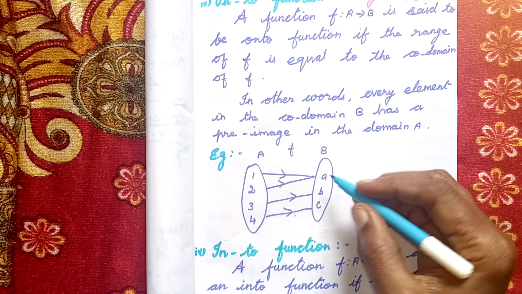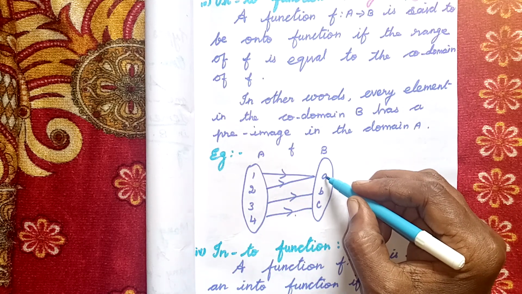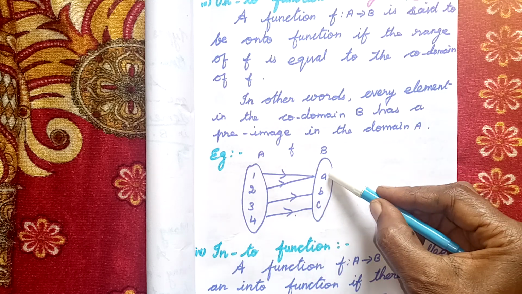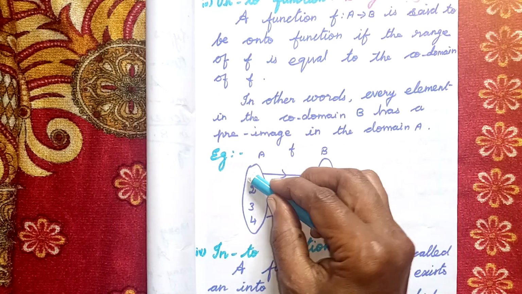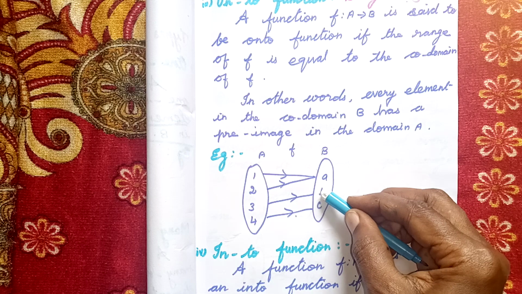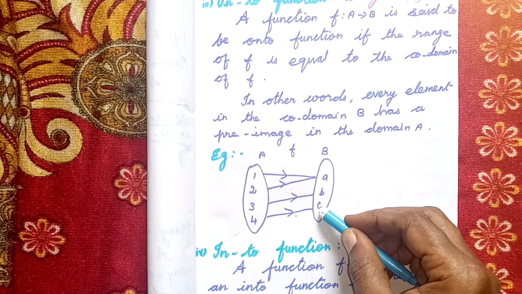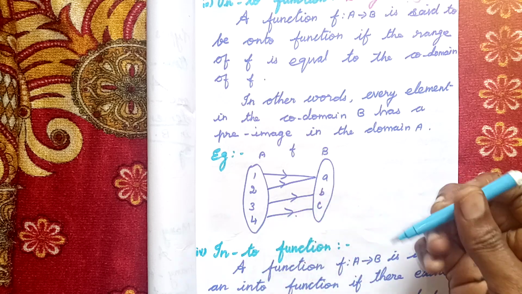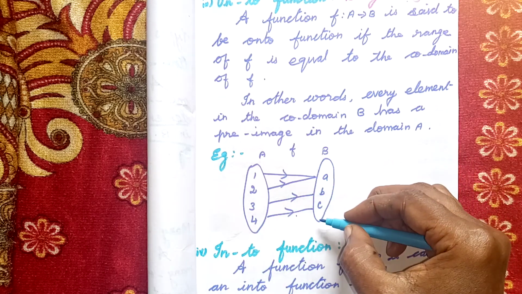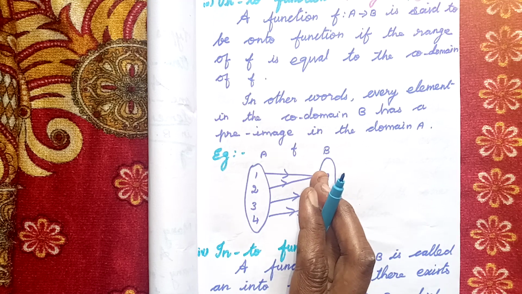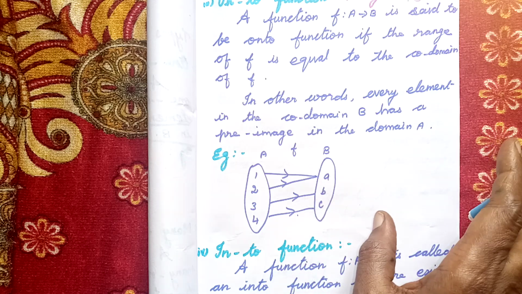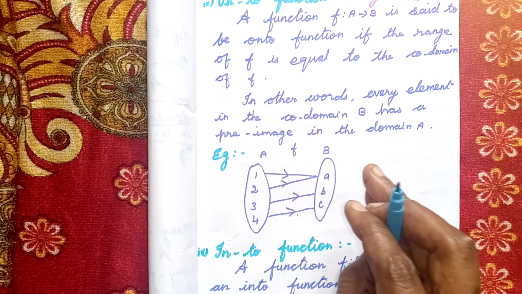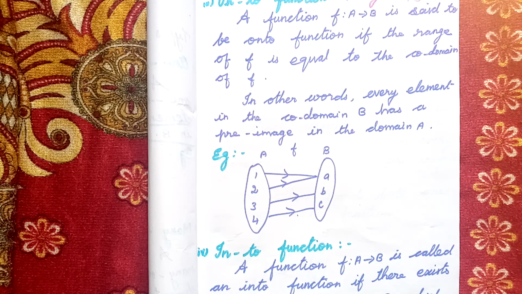Listen students, here what is the range? What are the elements having a pre-image? Here A has 2 pre-images. What are they? 1 and 2. B has only 1 pre-image, 3. C has only 1 pre-image, 4. Every element in B has a pre-image. Does any element not have a pre-image? No. Therefore, we can say it is an onto function.